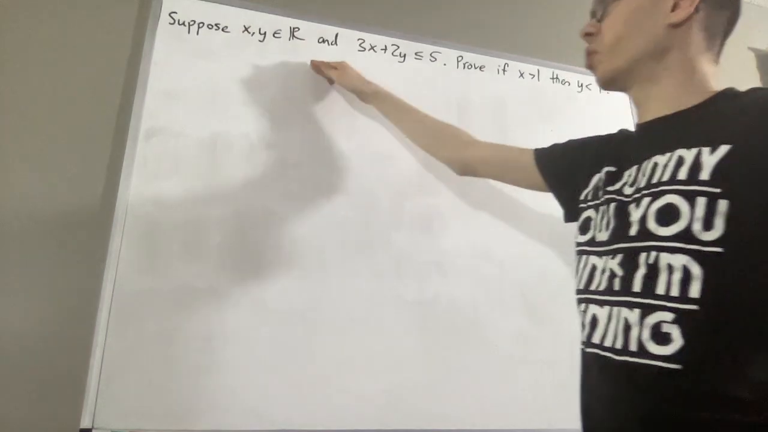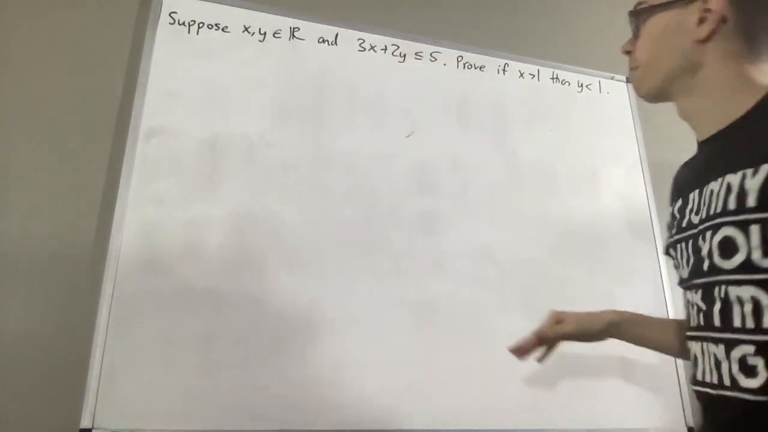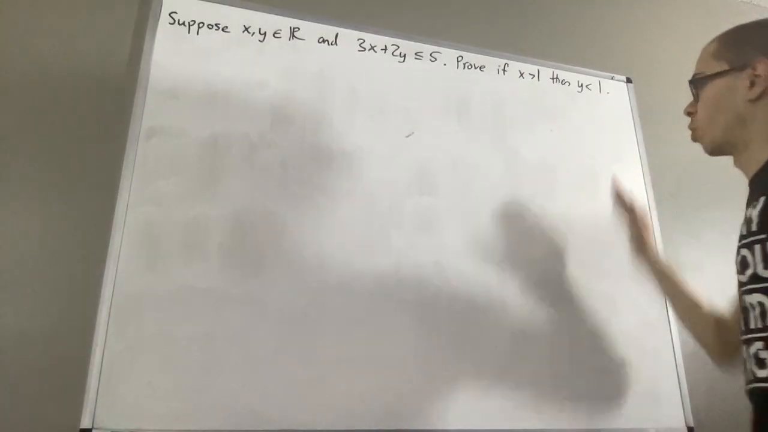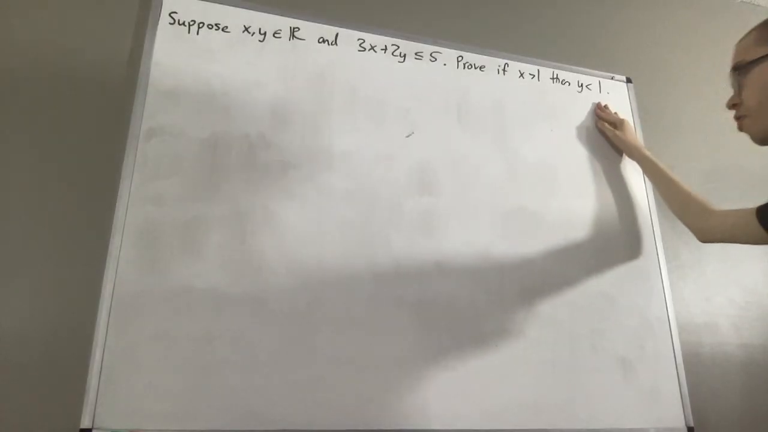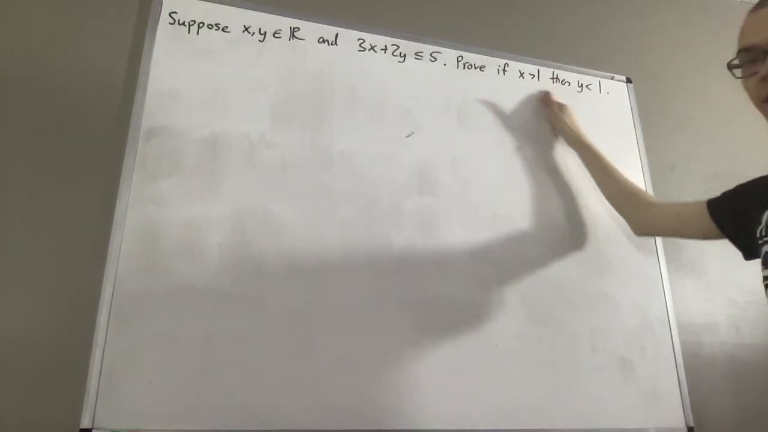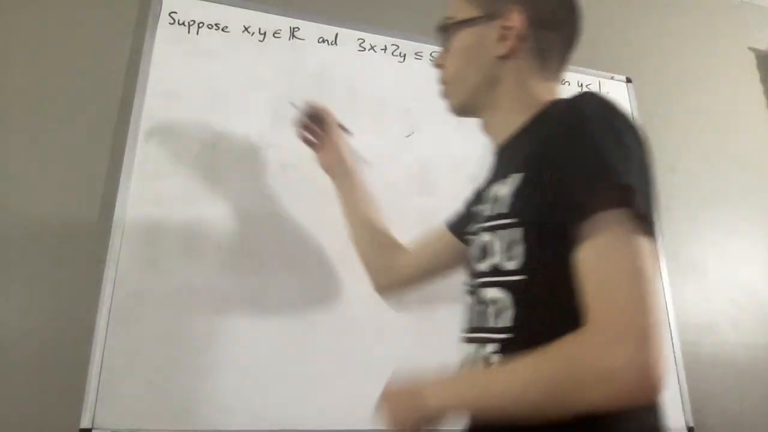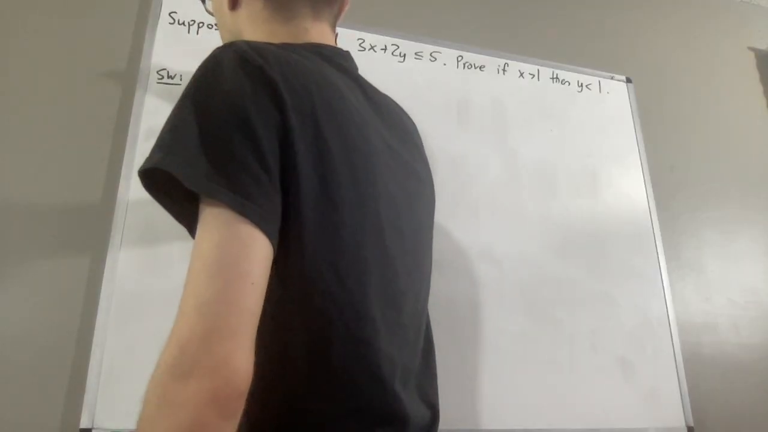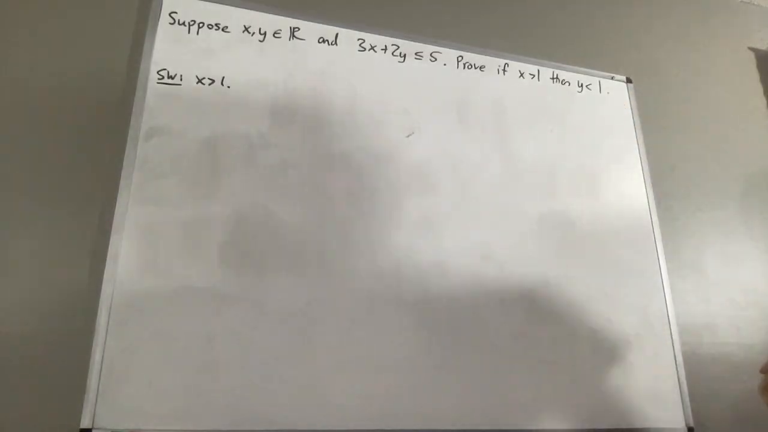Suppose x and y are real numbers, and 3x plus 2y is less than or equal to 5. Prove if x is greater than 1, then y is less than 1. So we're trying to prove this conditional statement. So let's first try to prove it directly. So we'll make the assumption x is greater than 1. Right, so scratch work. Let's make the assumption x is greater than 1. Let's see if we can logically deduce that y is less than 1.